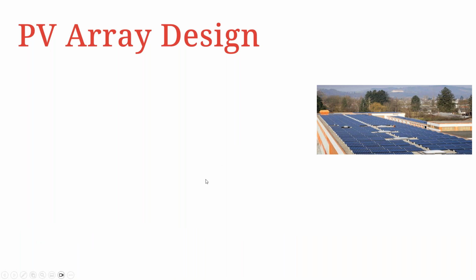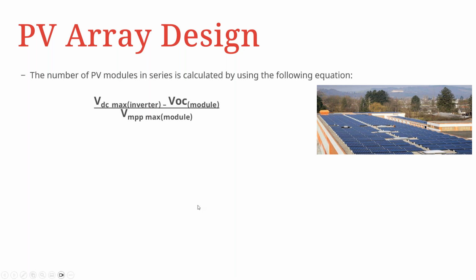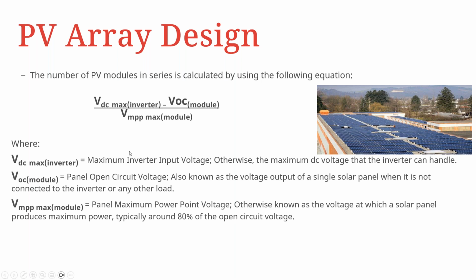Okay, so let's begin with the general PV array design. This can actually be calculated for modules in series with this particular equation. In order to calculate the maximum number of PV modules per design, it can be given by this particular equation: VD max minus VOC, all over VMPP. They are all defined here, where VD max for the inverter is basically the maximum inverter input voltage, otherwise known as the maximum DC voltage that the inverter can handle.